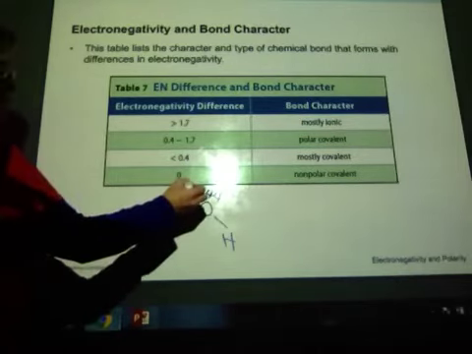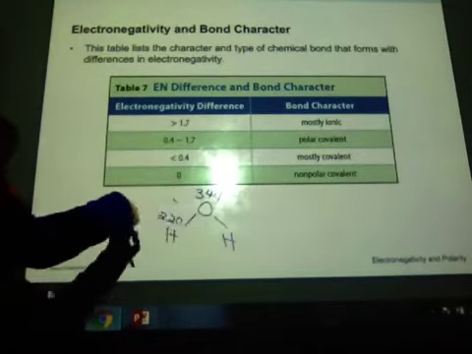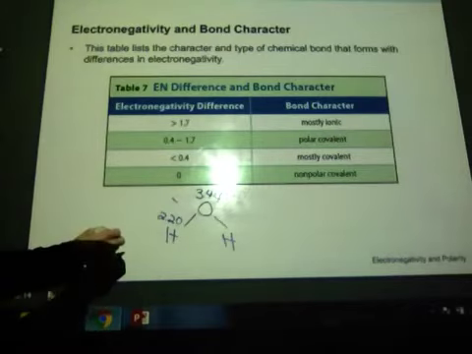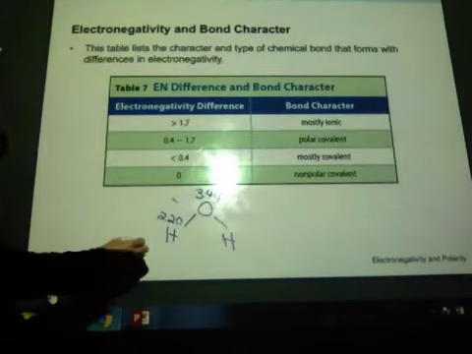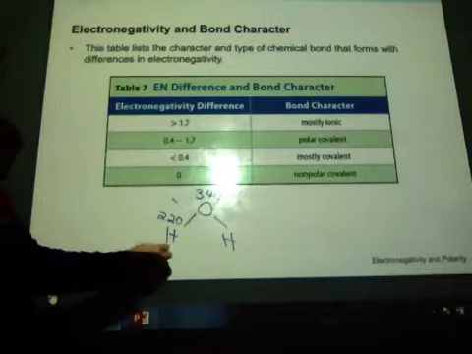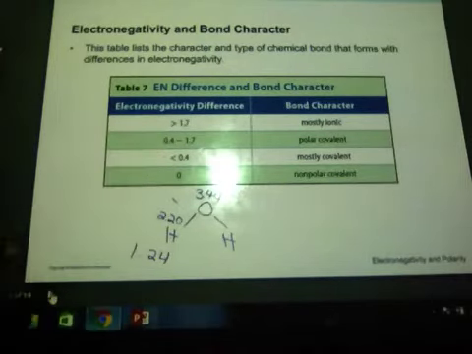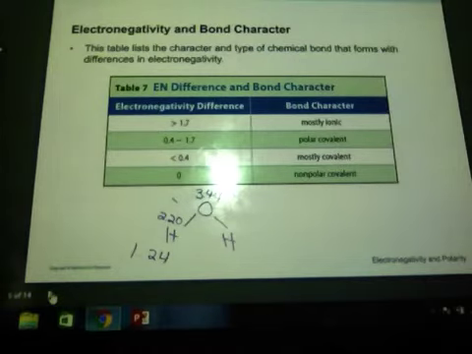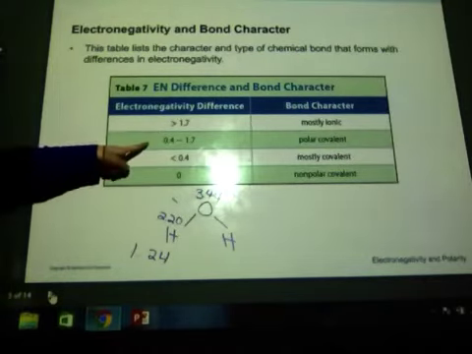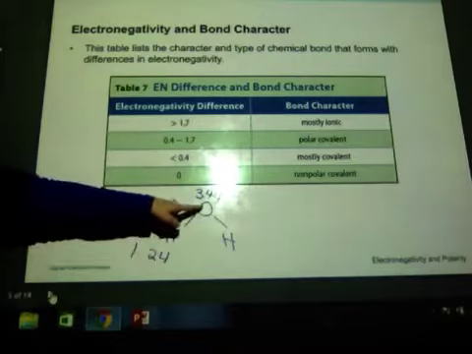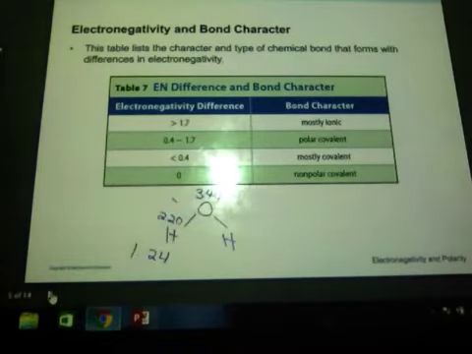So if I take 3.44 and I subtract, I find the difference, I get 1.24. 1.24 falls in where on that table? Polar covalent. This would be a polar covalent charge or polar covalent bond.